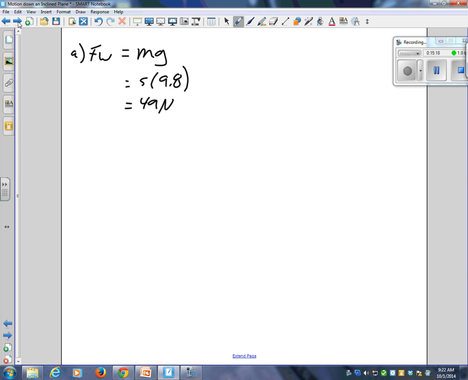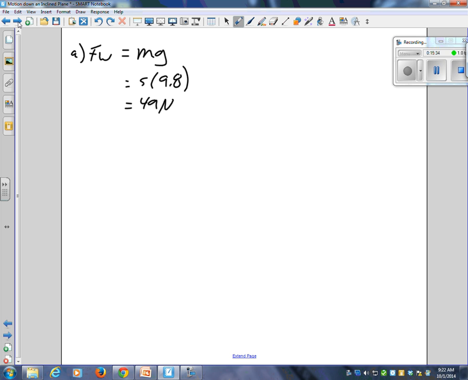I guess there might be some professors that would insist on you putting an absolute value. That actually means the numerical value of the vector, so just the 49, but that seems a little bit extreme. We won't worry about that.